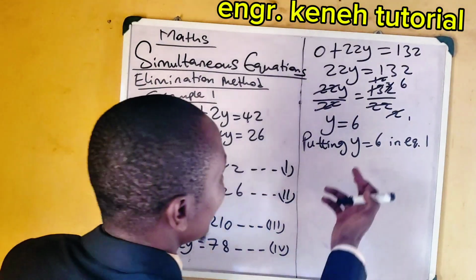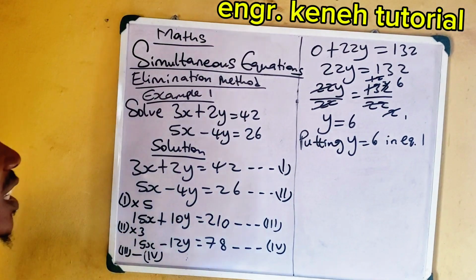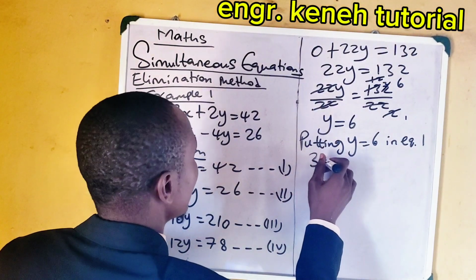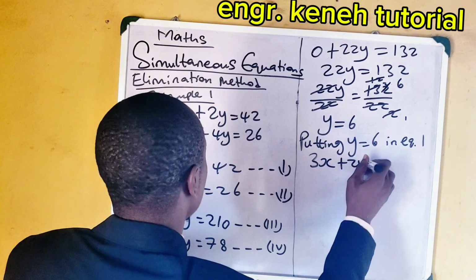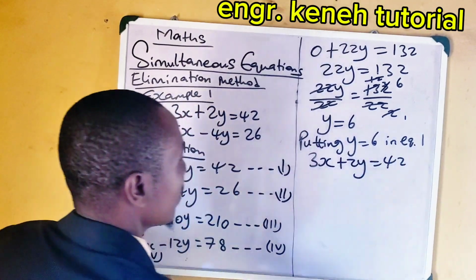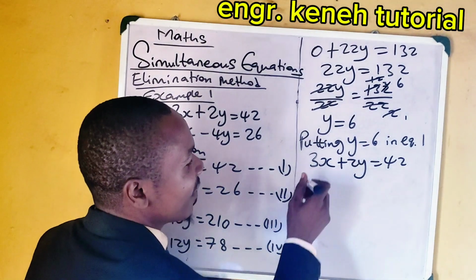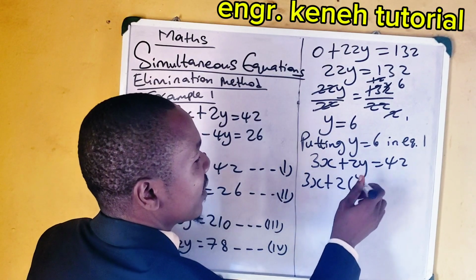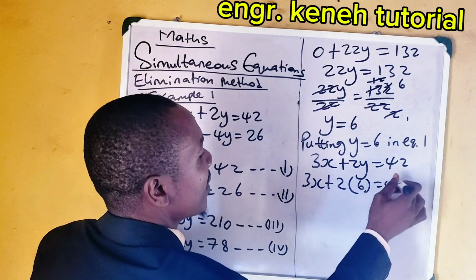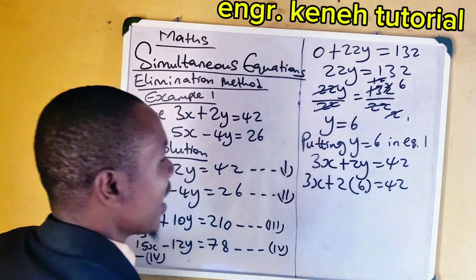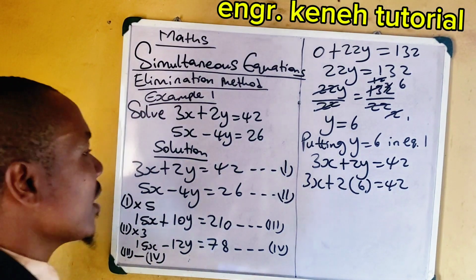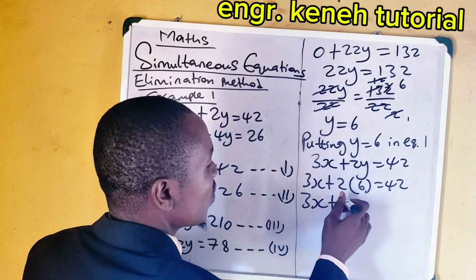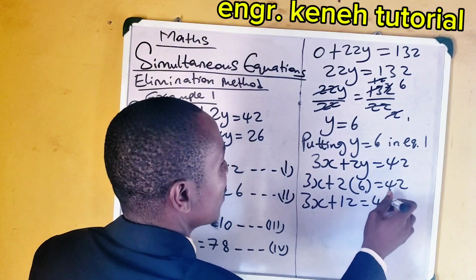So this thing simply means that anywhere I see y, I will call it 6 in equation 1. So let me bring down equation 1. Equation 1 says that 3x plus 2y is equal to 42. Alright, so this will give me 3x like this, plus I have this. Can you see? So in place of y, I wrote 6. Alright, so I have 3x, opening this bracket, 2 times 6 will give me 12. So I have 42 like this.